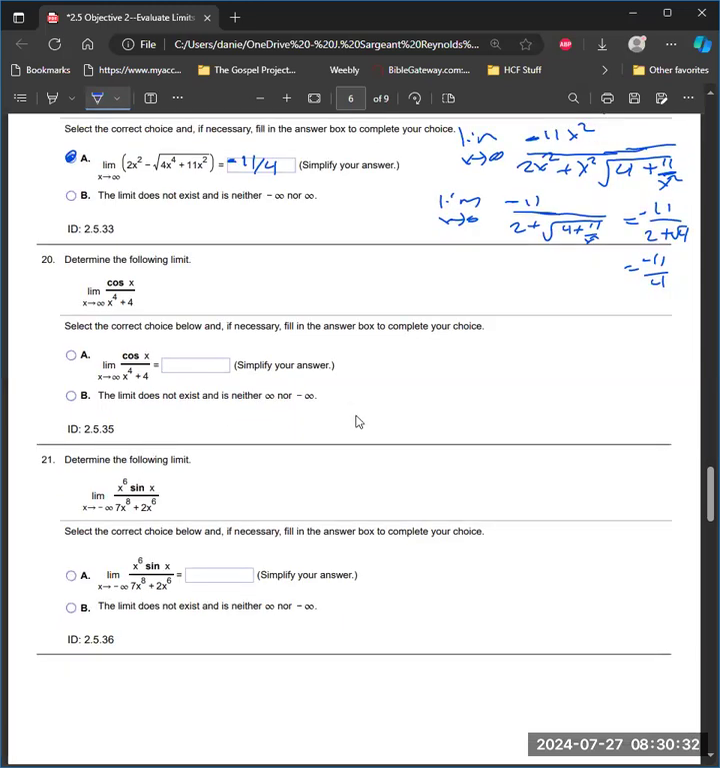Squeeze theorem here, since we have sine or cosine. So we're going to be keeping cosine of x over x to the fourth plus 4 between -1 over x to the fourth plus 4 and +1 over x to the fourth plus 4. And -1 over this, as x goes to infinity, is going to be 0 when I take that limit. The limit as x goes to infinity of cosine x over x to the fourth plus 4 is also going to be 0, so that limit has to be 0.